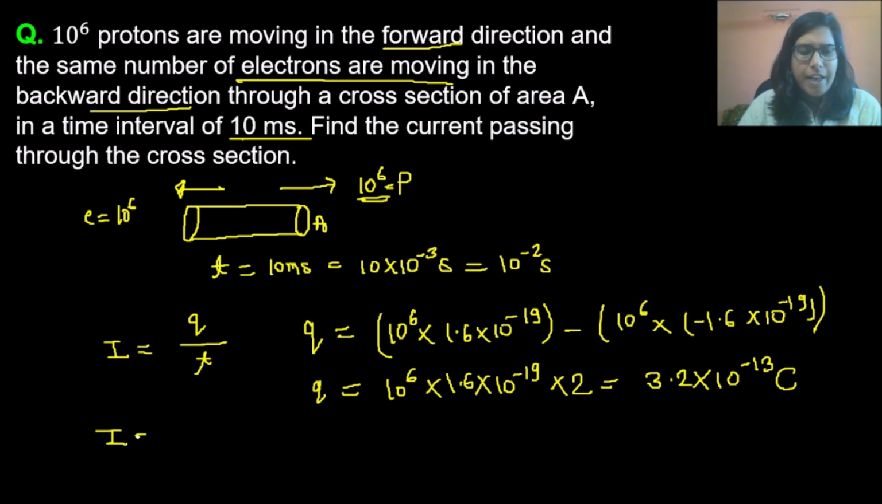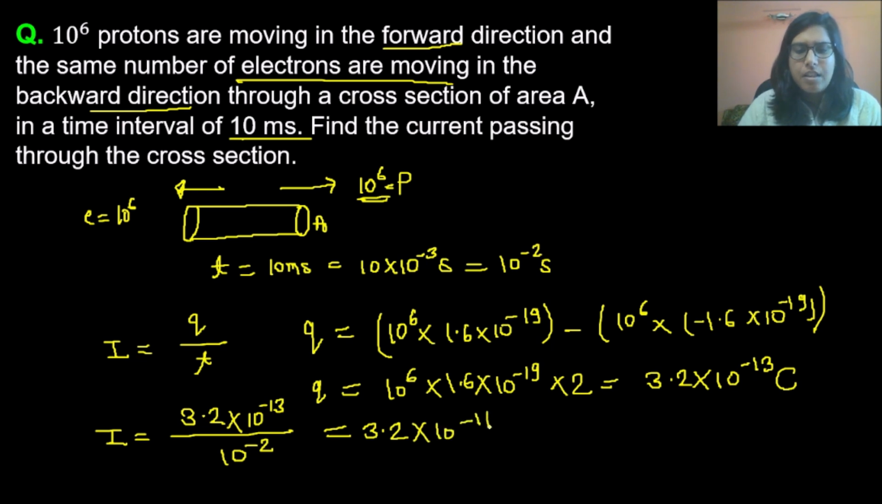Now you can calculate the current. Current I equals 3.2 into 10 raised to power minus 13 upon time, that is 10 raised to power minus 2. So it will be 3.2 into 10 raised to power minus 11 ampere. So this will be the current through this cross section.